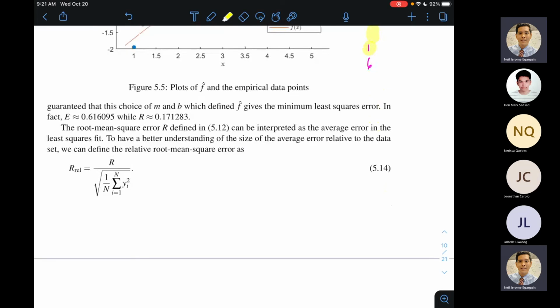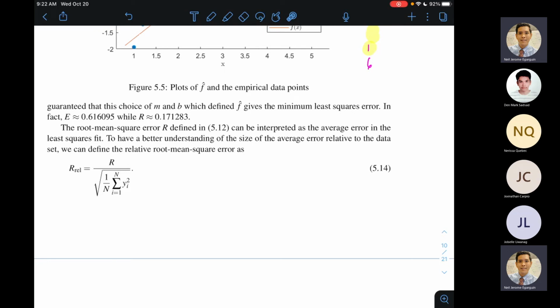By the way, kinompute yung mga errors. Yung least squares error, kinompute nyo yung sum ng mga errors squared, makukuha nyo yung 0.616095. Pero to get a better interpretation about it, kinompute natin yung root mean square error. Ibig sabihin, ito si E, minultiply ng 1 over n, tapos kinuha yung square root. So, ibig sabihin, on the average, ang error ay 0.171283.